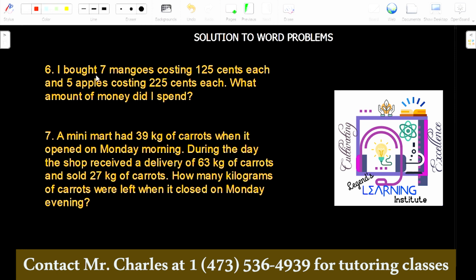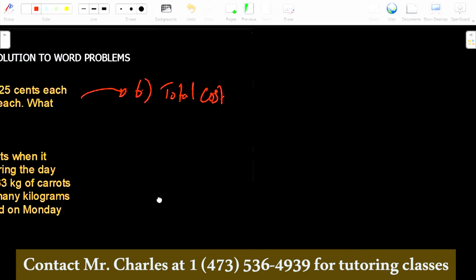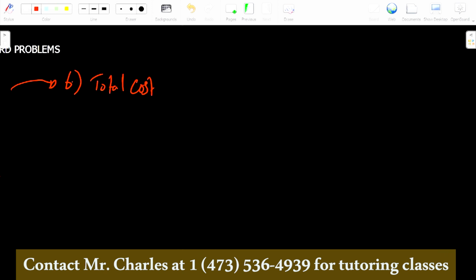You have the number of units of each item bought, and you have the cost for each of the 2 different items. So in a situation like that, what you have to do, I'll do the first one on the side here. So number 6, the total cost would be equal to the unit cost.